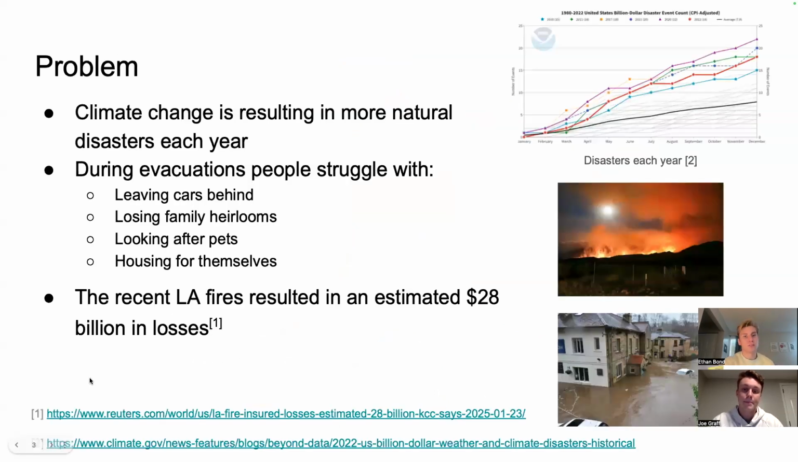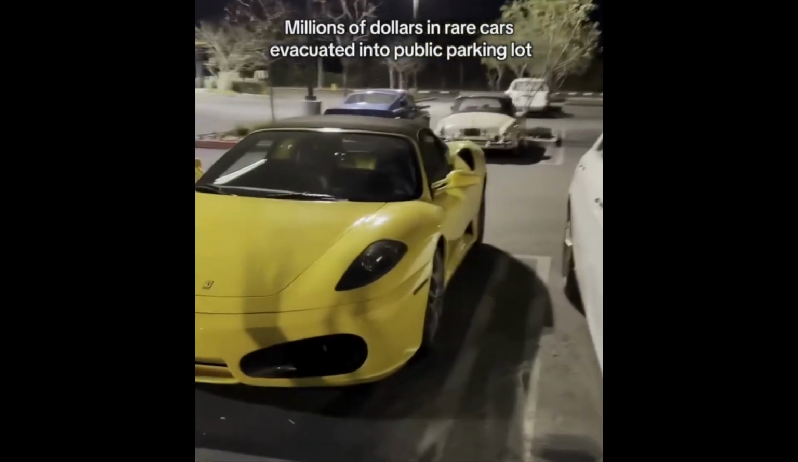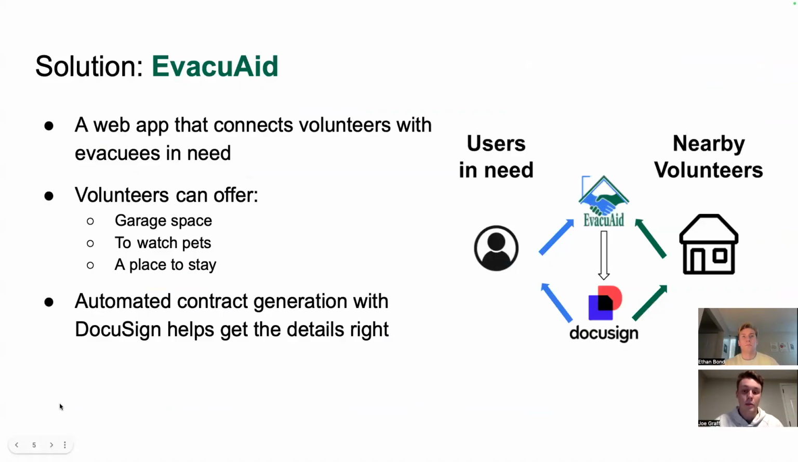So, the problem we set out to solve is that due to climate change, natural disasters are becoming increasingly common, and the speed at which they start and spread has made evacuations more important. When people evacuate, they often have to leave behind valuables such as family heirlooms, cars, and sometimes they have trouble looking after their pets. Here's an extreme example from the recent California wildfires. Someone who had an expensive car collection could not find anything better than a public parking lot to leave their valuable cars when evacuating.